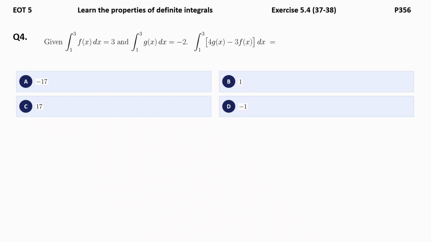Moving forward, here be careful. The first function is g of x. So you should start with the coefficient 4 multiplied by g of x. What is g of x? Negative 2. Then you have the question minus 3, which is the coefficient of f of x, multiplied by the f of x value, which is 3. Also, you should be aware of the limits. It's also 1 to 3, and both the given functions are also 1 to 3. And what will you get here? Minus 8 minus 9. It is negative 17, which is option A.